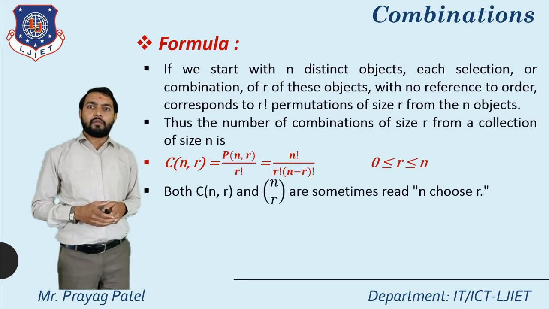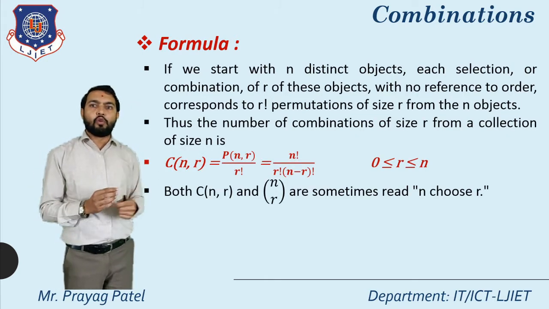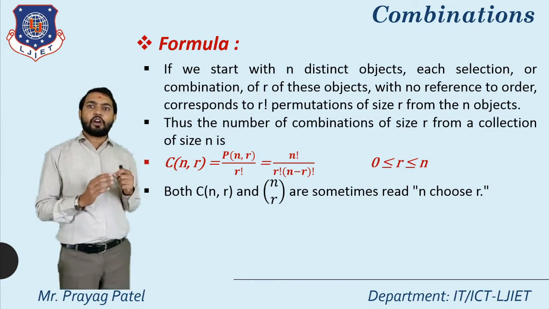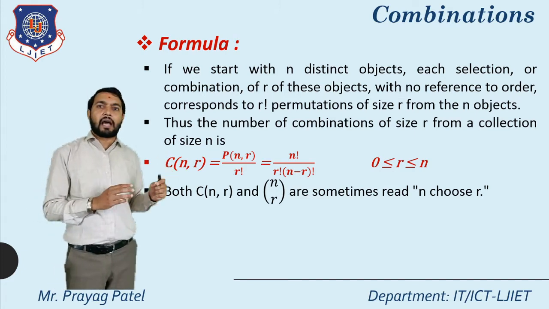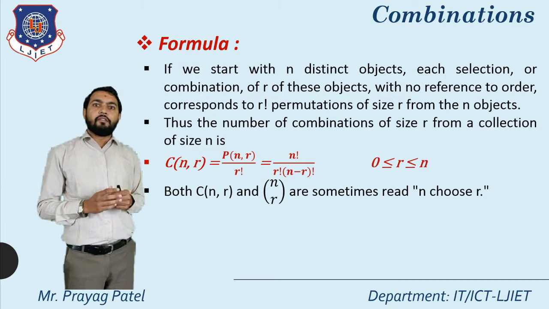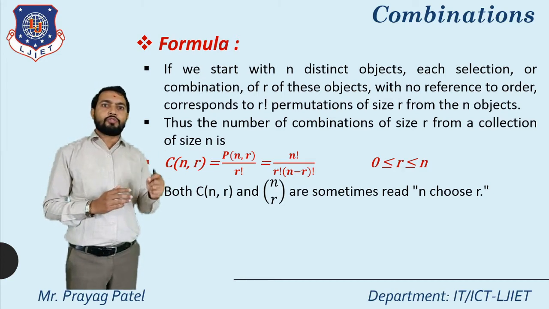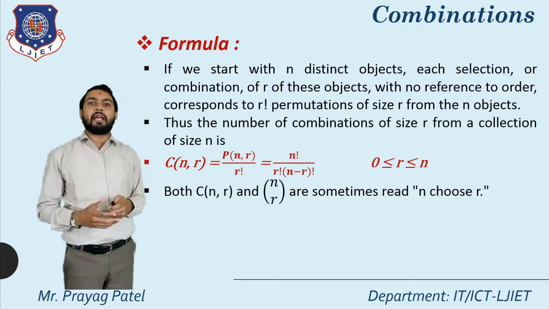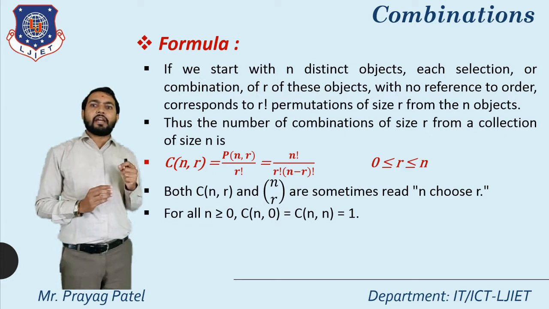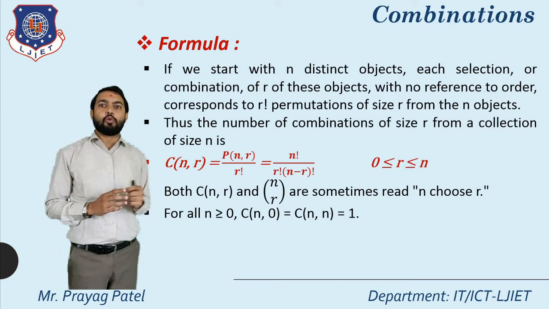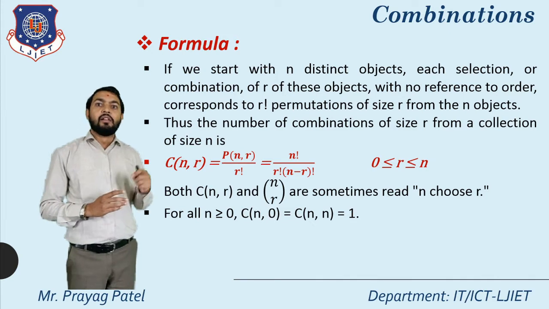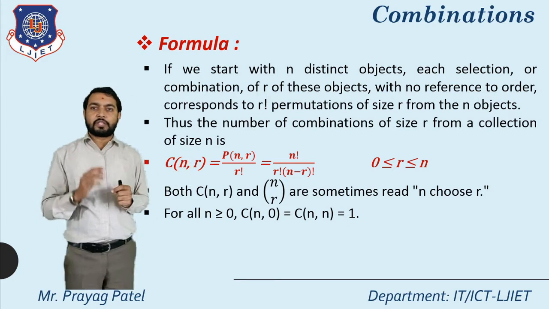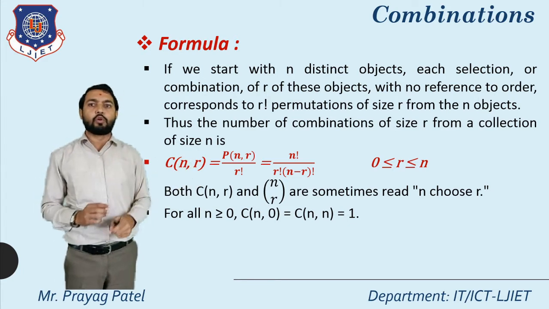Now in this formula, what are the different possibilities for n and R? Here we write C of n R in another form as n R in brackets, read as n choose R, that means R elements chosen from the n elements. Now for n greater than or equal to 0, C of n 0, that means R equal to 0, then the value is equal to 1. If R equal to n, then C of n n equal to 1. That means C of n 0 equals C of n n equals 1.